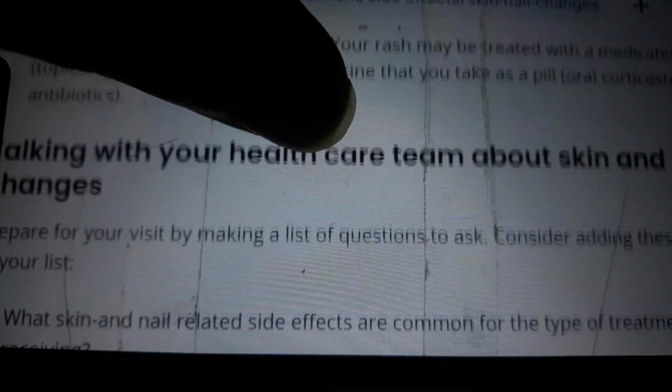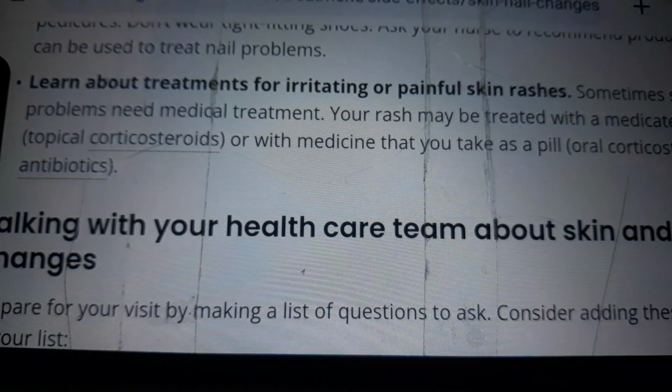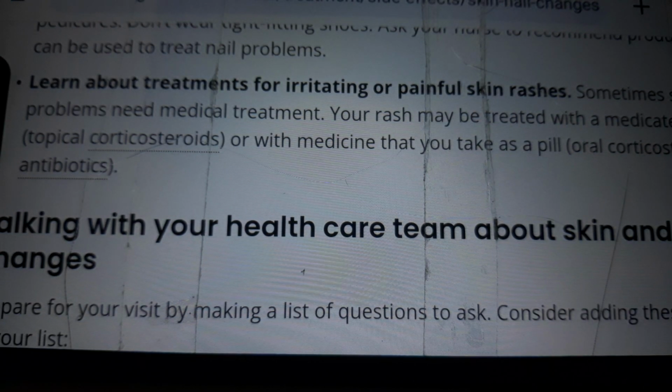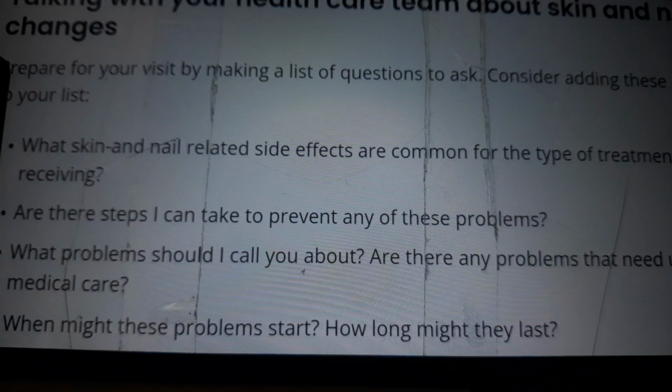Learn about treatments for irritating or painful skin rashes. Sometimes skin problems need medical treatment. Your rash may be treated with a medicated cream, topical corticosteroids, or with medicine that you take as a pill, oral corticosteroids or antibiotics.